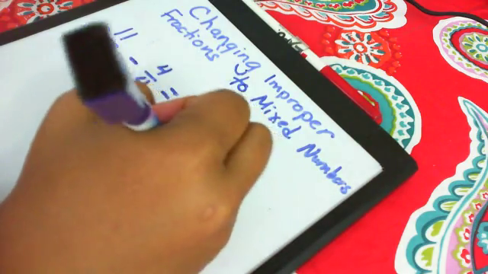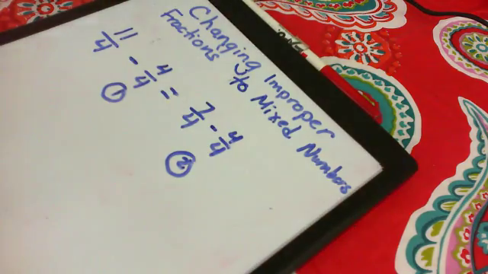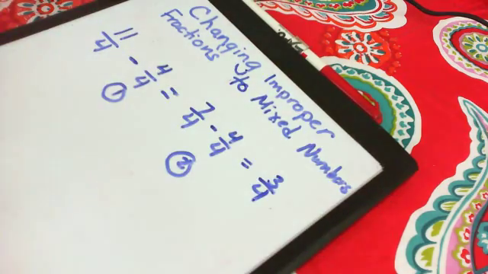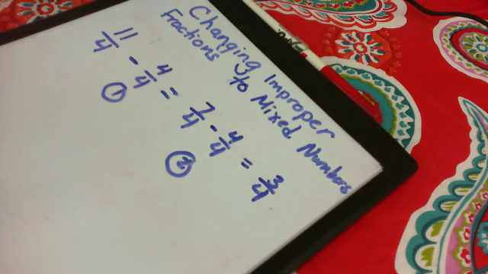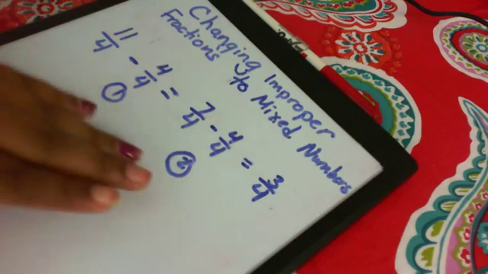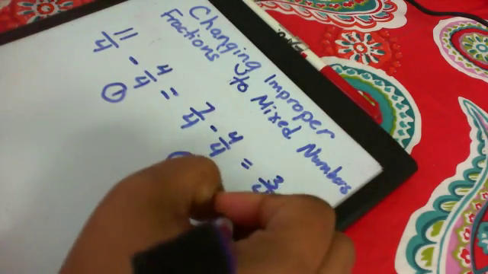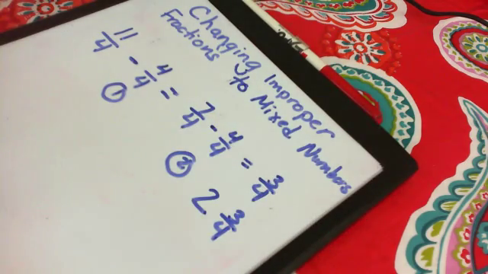So now we have 2 wholes. And when I subtract that, I get 3/4. Well, now that we don't have an improper fraction, we have our mixed number. You just don't see it that clearly. So we have 1, 2 wholes, and 3/4. So 2 and 3/4.